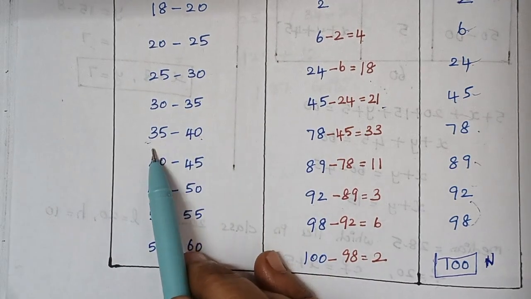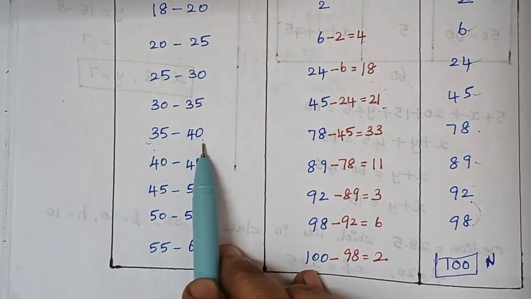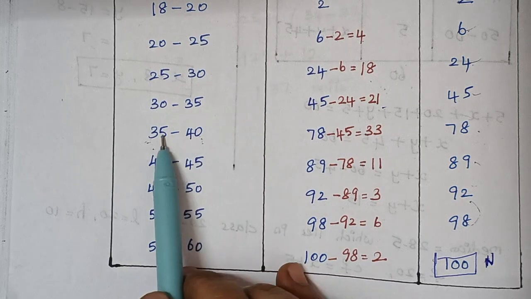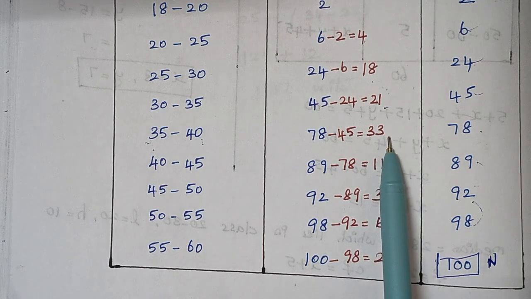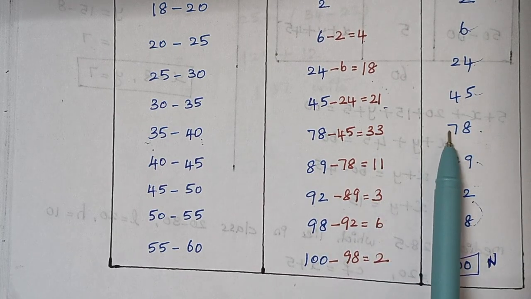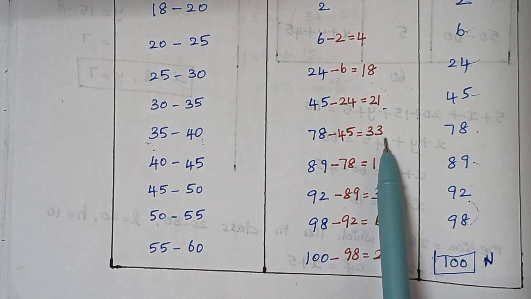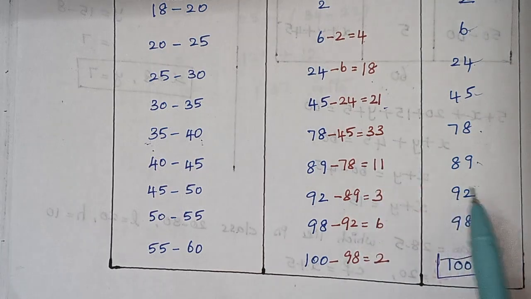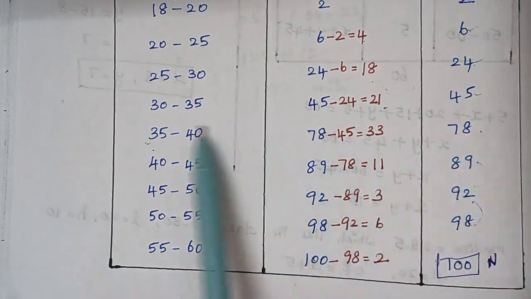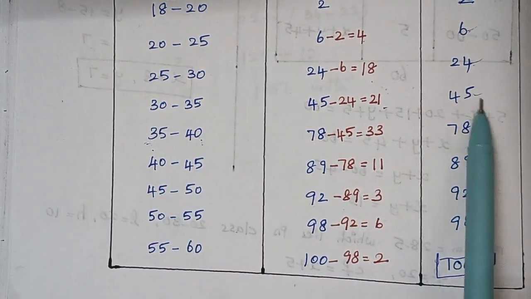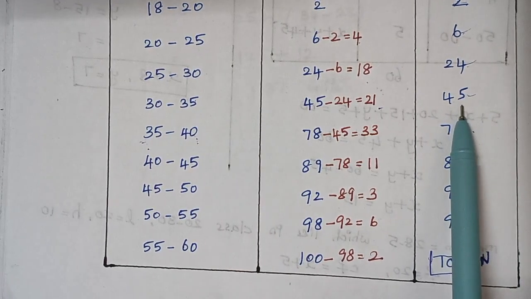What is the value of L here? The value of L is 35. The value of H is 5, since 40 minus 35 gives 5. Then the value of F is 33. And for the cumulative frequency, you consider the cumulative frequency prior to this row, so the value is 45.